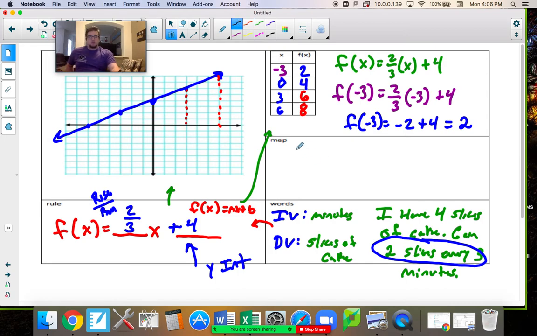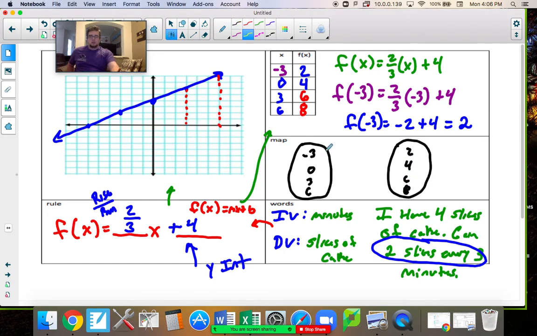Last but not least, of course, is the map. I told you this next example, the map wouldn't be as busy. I decided to go with another linear example instead of a quadratic example. So this one we can still set up and have our lines straight across. So 8, once again, -3 goes with 2, 0 goes with 4, 3 goes with 6, 6 goes to 8.